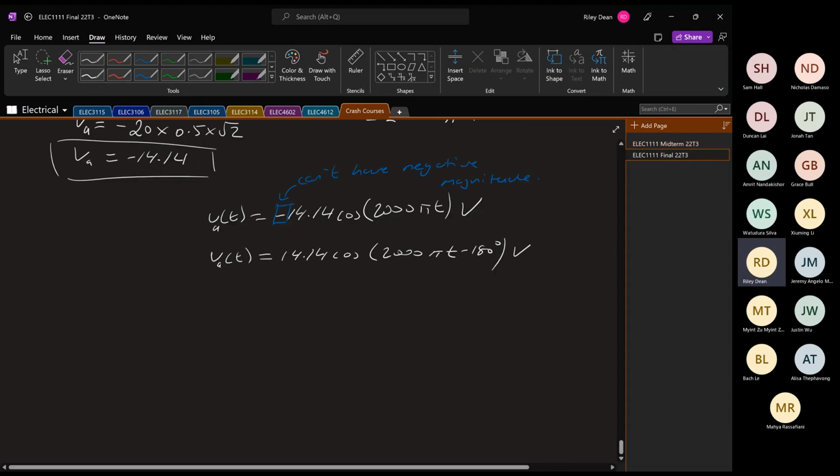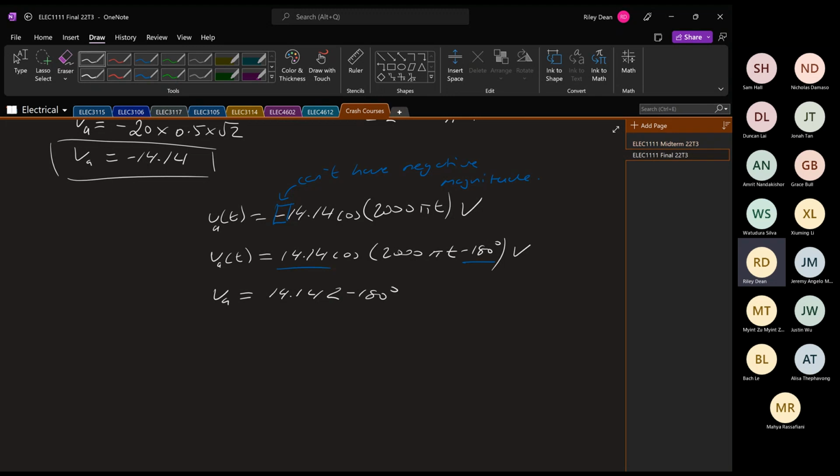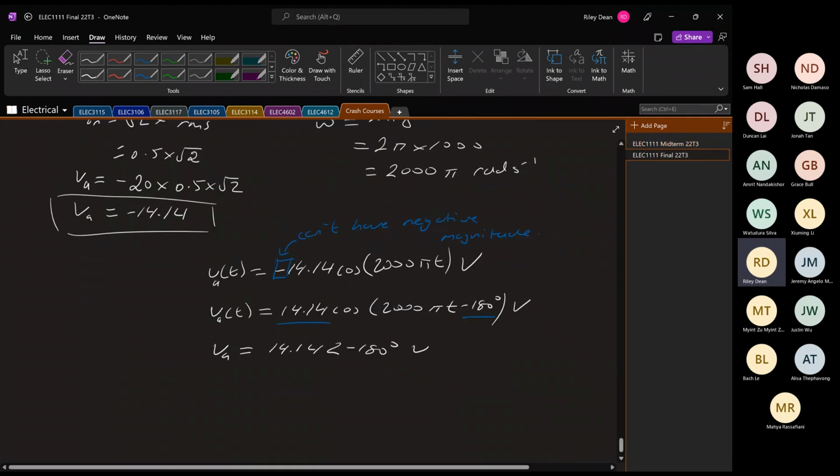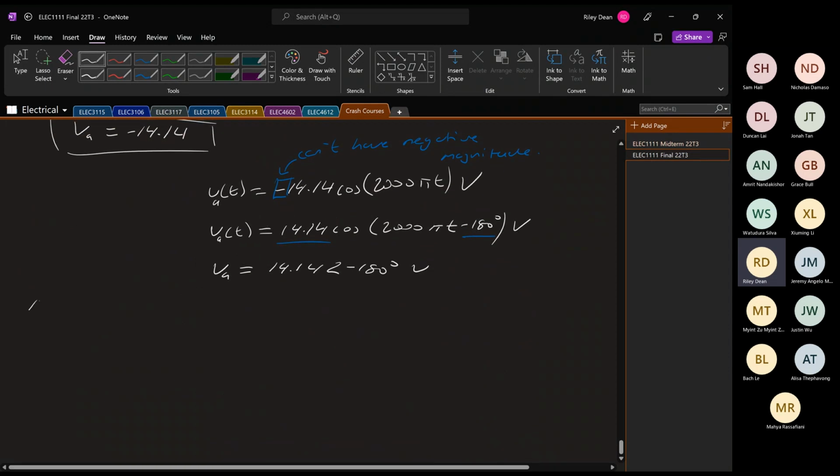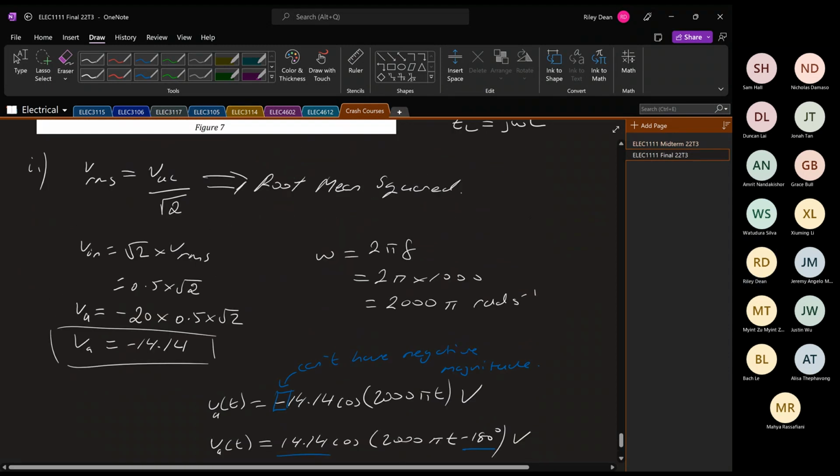Now, this can be converted into a phasor just by taking those two key values, saying VA is equal to 14.14 angle negative 180 degrees. And that is our first part of this question. So now we have our voltage phasor.